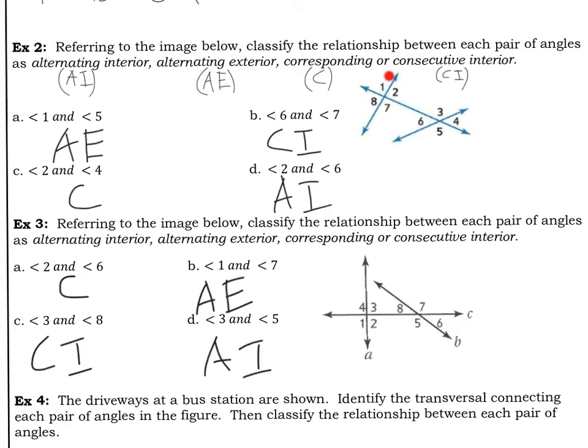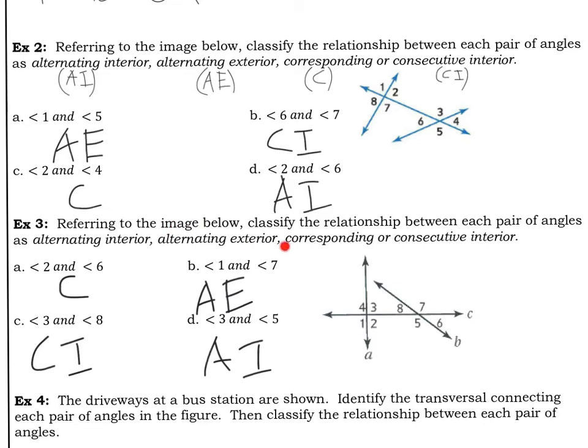To my knowledge, there isn't a vocabulary term for something like angles 1 and 6 or 2 and 5, if anybody was thinking about that while watching this. So angles 2 and 6. Let's get back to this. 2's here, inside, 6 is there, inside, and they skip over the transversal. That makes them alternate interior angles, okay?